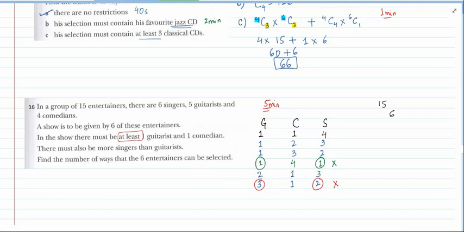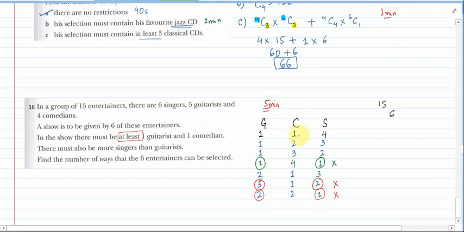So let's suppose I have 2 guitarists, 2 comedians, and 1 singer. Now it is also not a possibility, because again, for the same reason, singers cannot be fewer than guitarists. Now I will solve them separately.